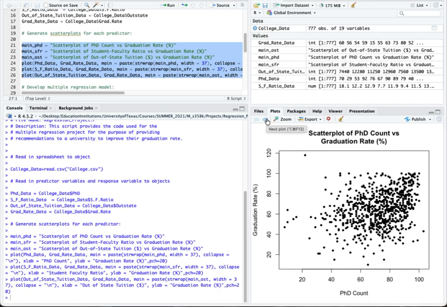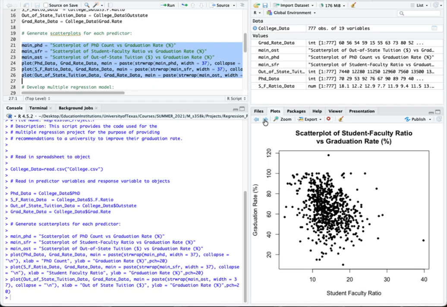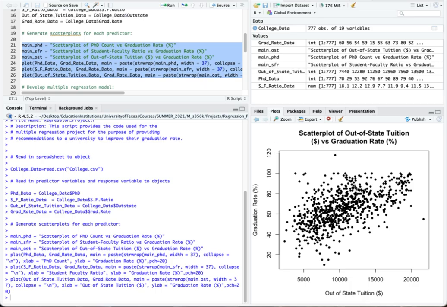So we see our scatter plots here. We could see that from the first scatter plot, we have a moderately strong linear association, or monotonic association, between our graduation rate and PhD count. And the converse can be seen here between the graduation rate percentage and the student-faculty ratio, and then an even stronger positive correlation between our graduation rate percentage and out-of-state tuition. So these are the three predictors that were chosen to incorporate into the model.